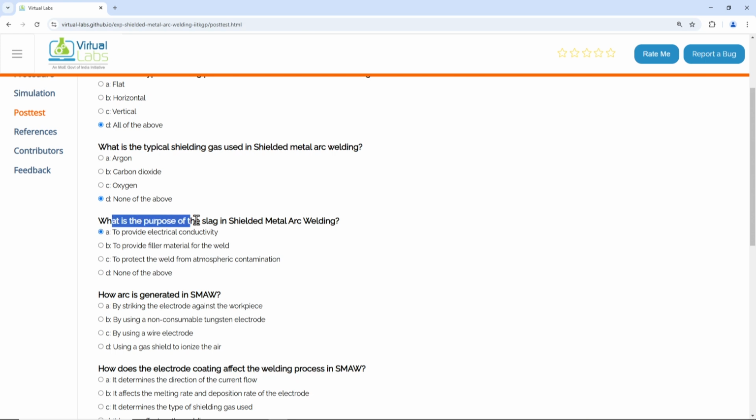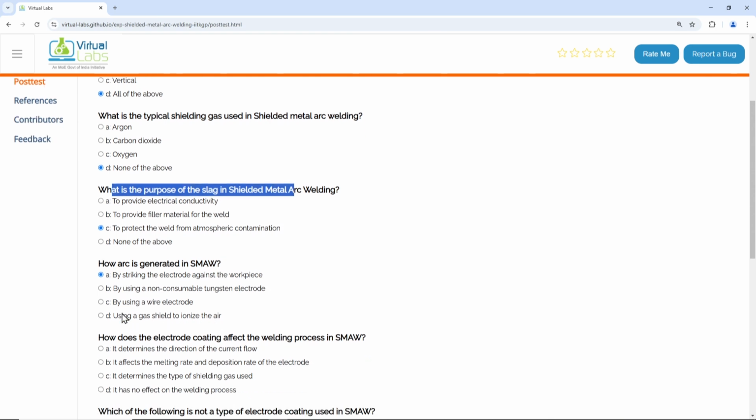Next question is, what is the purpose of slag in shielded metal arc welding? The purpose of slag is to protect the weld from atmospheric contamination. How arc is generated in SMAW? Arc is generated by striking the electrode against the workpiece. The first answer is correct, by using a non-consumable tungsten electrode, by using wire electrode, by using a gas shield to ionize the air. Other three are not the right answers.